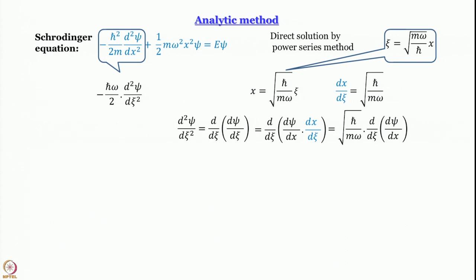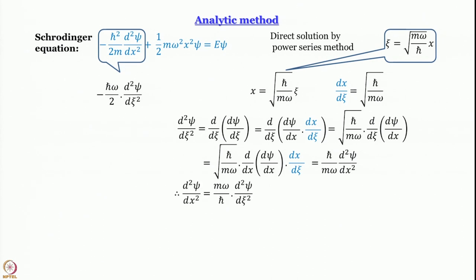We know what dx d xi is, that is a constant, let us bring the constant out, and then we are left with d d xi of d psi dx, right. So, that then will be equal to root over h cross by m omega, d dx of d psi dx multiplied by dx d xi, okay. Same thing. Once again, we know what dx d xi is, we write it. So, the root sign goes and we get h cross by m omega multiplied by d 2 psi dx 2.